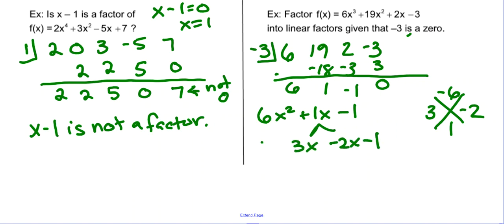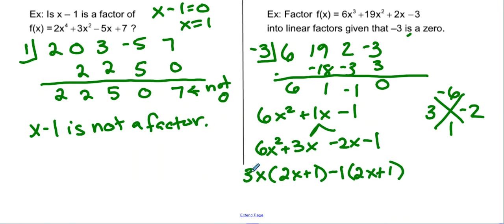Bring down the -1, bring down the 6x squared. And then next you take a common factor out of the first 2, so I can factor out 3x, and I'm left with 2x plus 1. And I want this to make a 2x plus 1 also, so I'm going to factor out a -1, and I have a 2x plus 1. So then your inside factor is 2x plus 1, and that is being multiplied by both the 3x and the -1, so that makes up another factor. Alright, so those are the factors of 6x squared plus 1x minus 1.